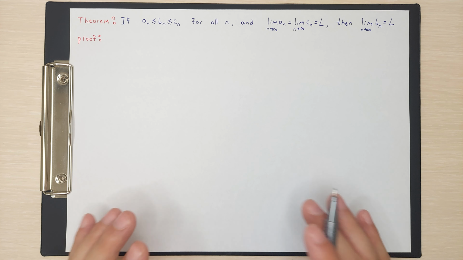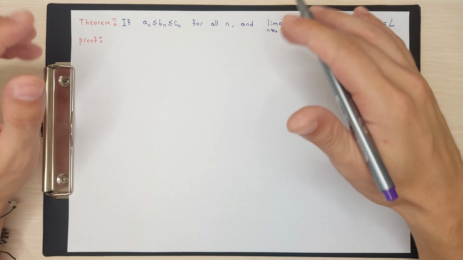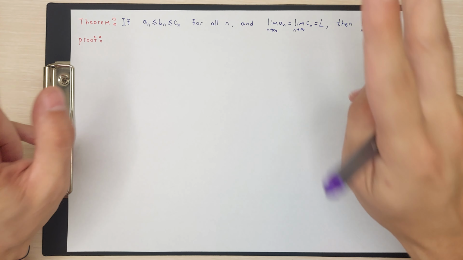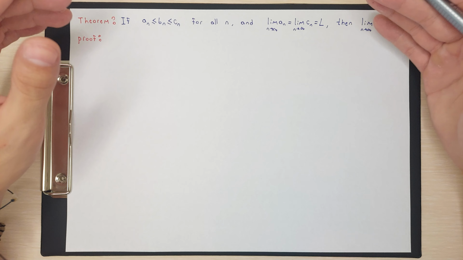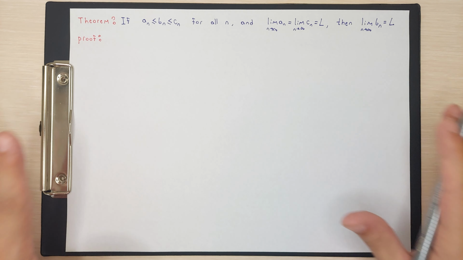Let's start. If you want to prove one theorem by using the direct proof method, you should separate your theorem into two parts, the assumption part and the result part. All theorems have these two parts.